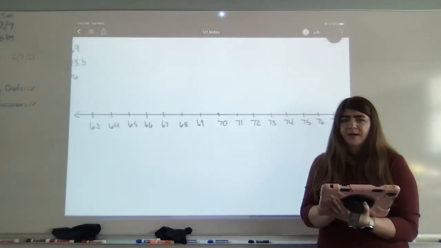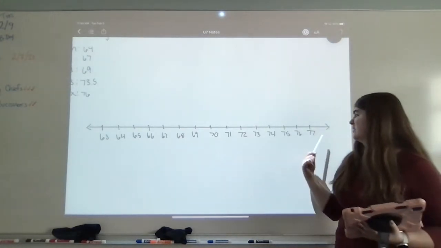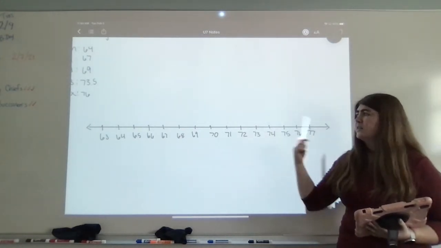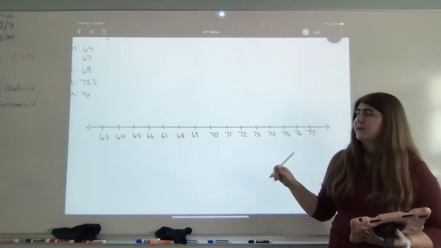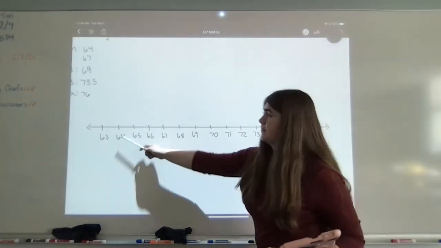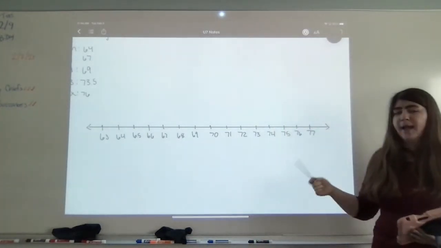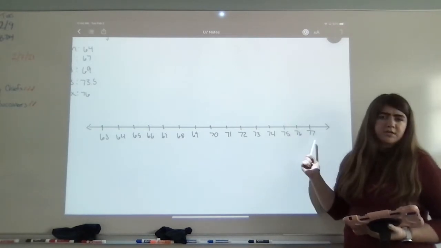So I drew my number line out already as well, and I'm going from 63 to 77, and I'm choosing to make my number line that length because I need something that is past our minimum data point of 64, and I need something that is past our maximum data point of 76. So it makes sense to just go one more tick mark.